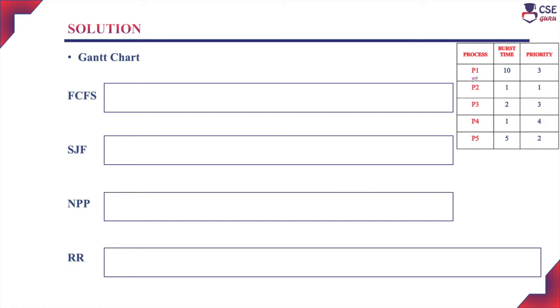So here, process P1 enters into the job queue first, so process P1 will be executed by the CPU first, and the burst time for process P1 is 10 milliseconds. Next is process P2 with the burst time 1 millisecond. And next is process P3 with the burst time 2 milliseconds. So 11 plus 2 it is 13.